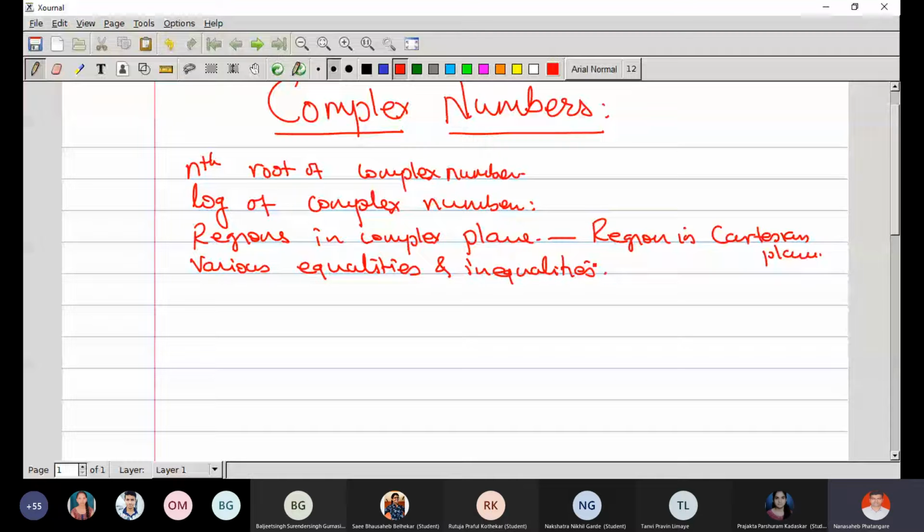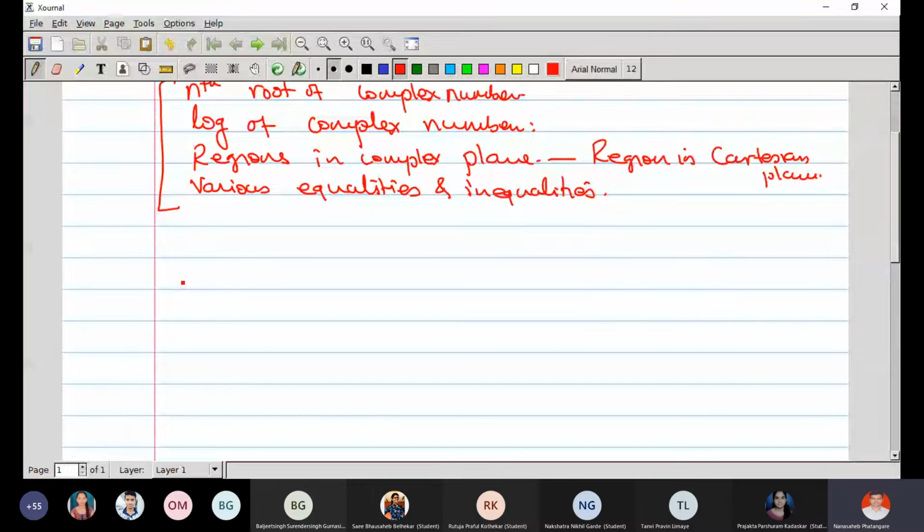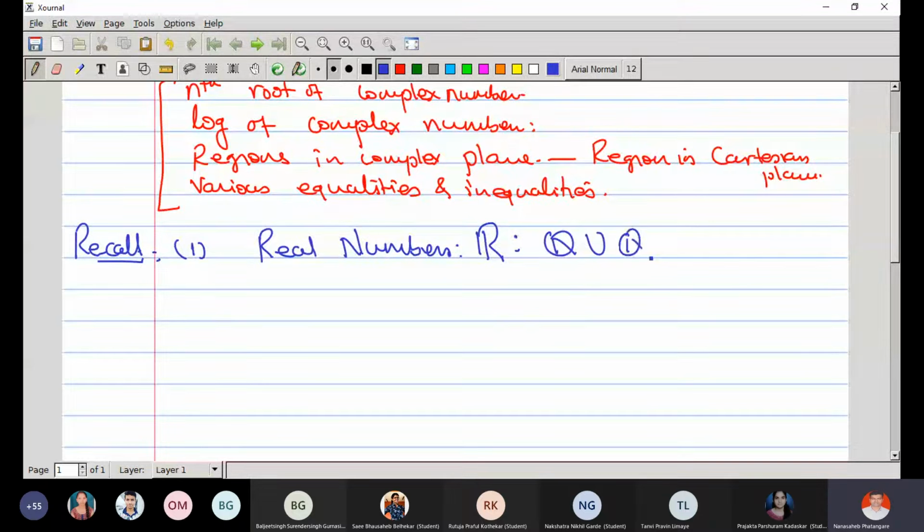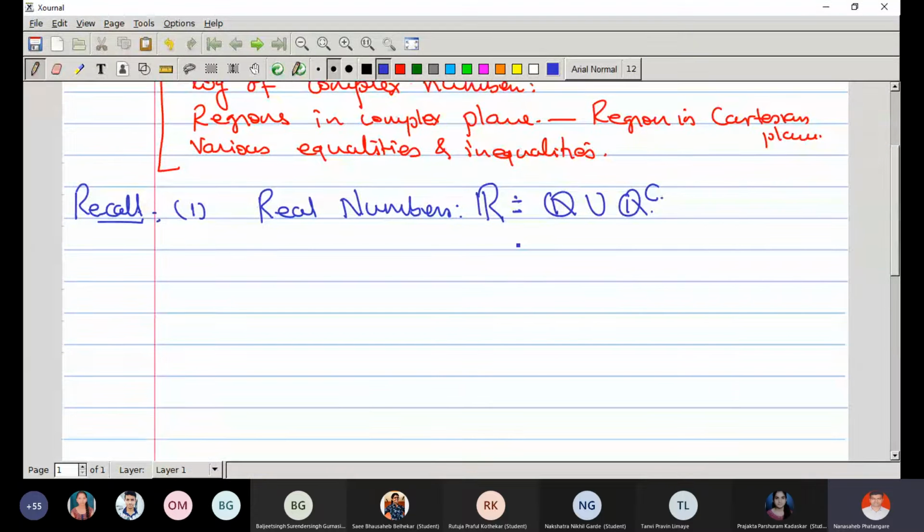And first of all, we'll try to introduce complex numbers in a different way. Okay, so recall this. What is the set of real numbers? We denote it by R. And what is it? Rationals union irrationals, right? So what are rationals?